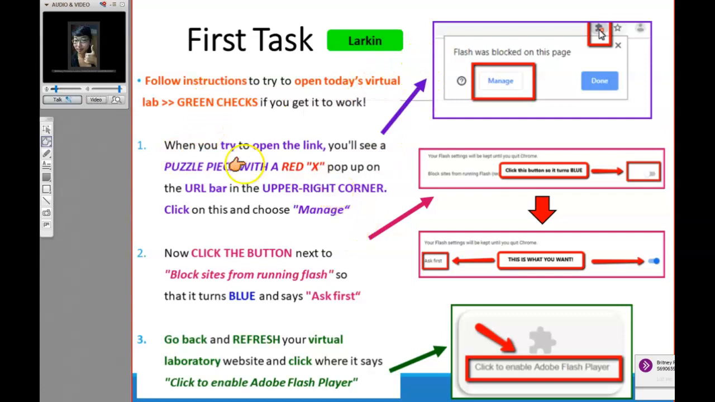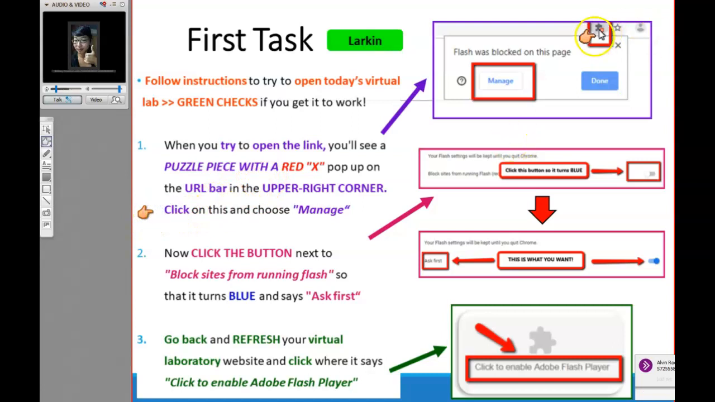Okay, so here are the instructions. When you first try to open up the link, I recommend trying to open it up on Google Chrome. Some versions of Firefox don't even allow you to use Flash at all. So I recommend using Google Chrome instead. When you first try to open up that link, it will most likely say that it's blocked. What you'll probably see, in the upper right, is a little puzzle piece that has a red X on it. That's in the URL bar, in the actual place where you type a website, in the upper right corner.